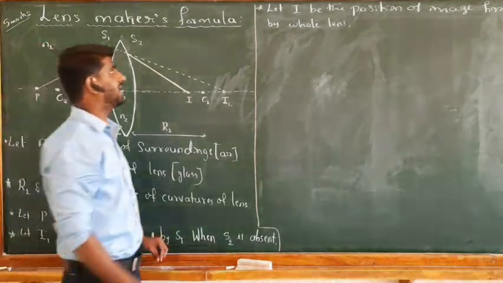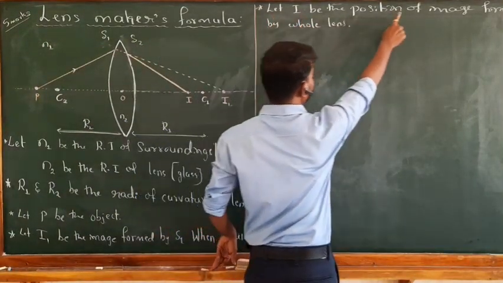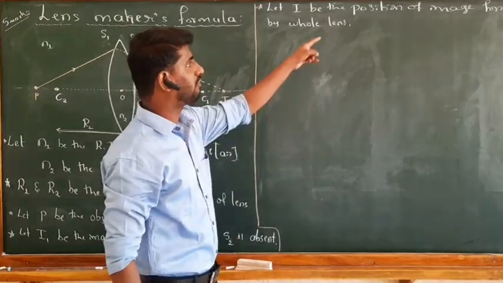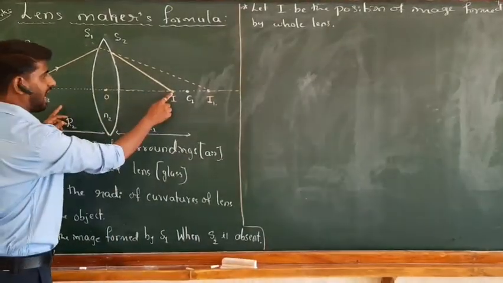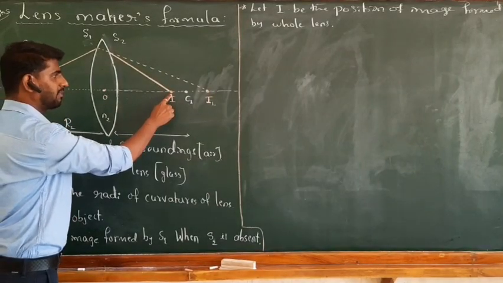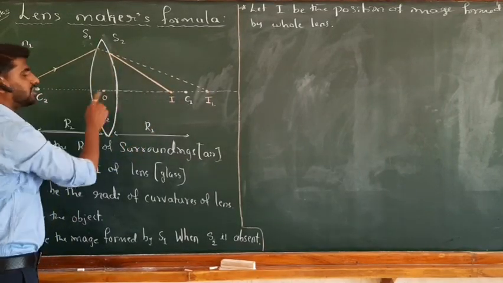And next, let I be the position of the image formed by the whole lens. See the diagram. This is I. So I is the position of the image of the whole lens.